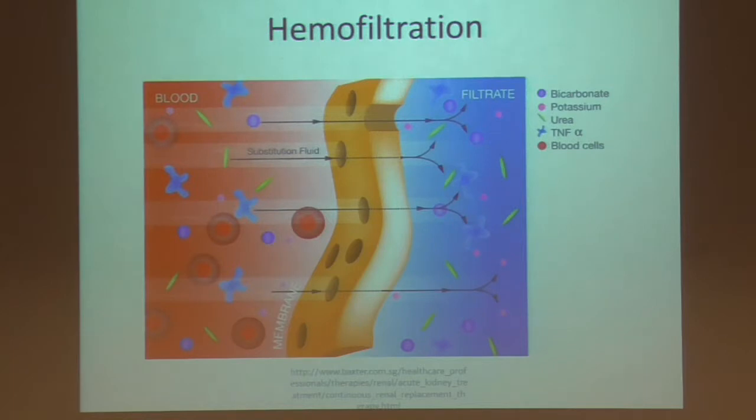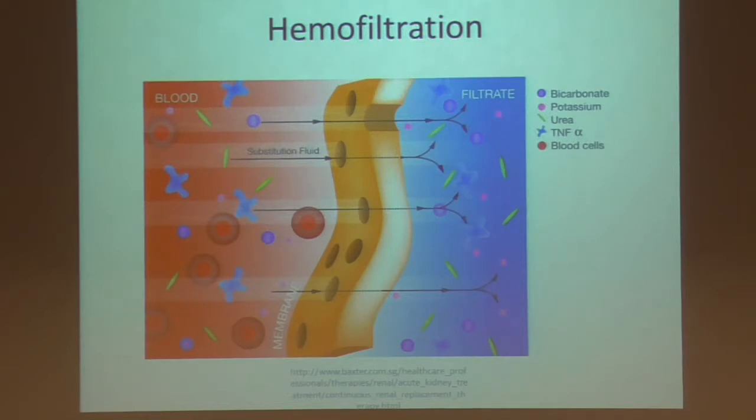Hemofiltration is the second form of solute clearance, which is convective clearance. With standard machines, anytime you read the literature, you'll see CVVH or CVVHF or CVVHDF. These machines are programmed to do hemofiltration. I have a diagram later, but essentially it's how ultrafiltration works.